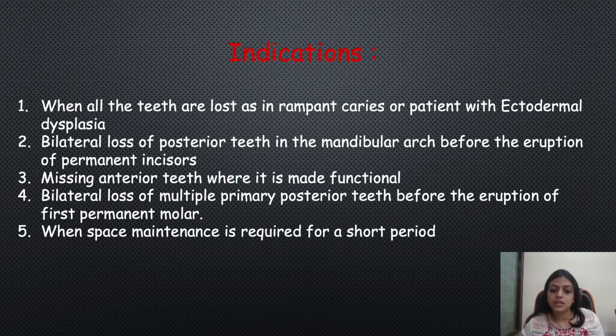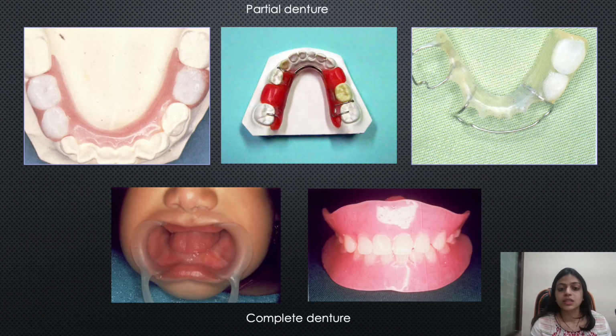Indications: when all the teeth are lost, like in rampant caries or patients who have ectodermal dysplasia or any other deformity like that. Bilateral loss of posterior teeth in the mandibular arch before the eruption of permanent incisors, and missing anterior teeth where it is made functional. Then bilateral loss of multiple primary posterior teeth before the eruption of first permanent molar, and when space maintenance is required for a very short period of time. So these are all the indications of removable space maintainers.